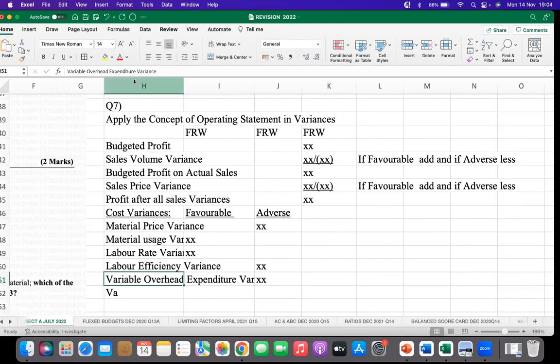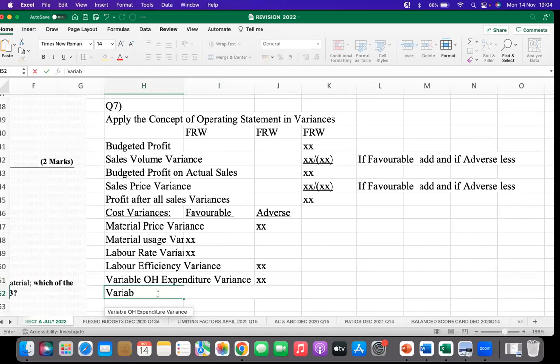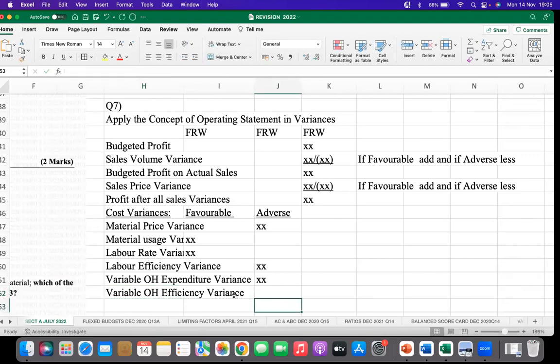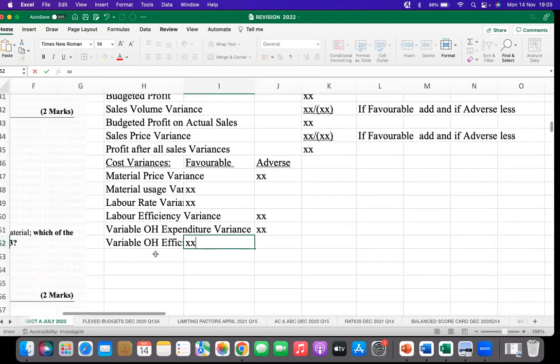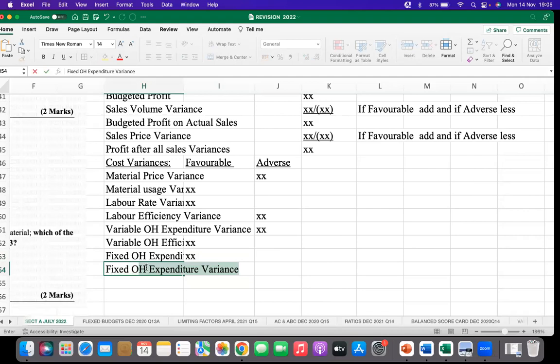Next, we have variable, let me use abbreviation here to use a lesser space. Variable overhead efficiency. In short, I'm trying to list for you all variances that you should practice. All variances you should know. Next, fixed overhead expenditure variance. I'm assuming it is AF. And finally, fixed overhead volume variance. I'm assuming it is A.